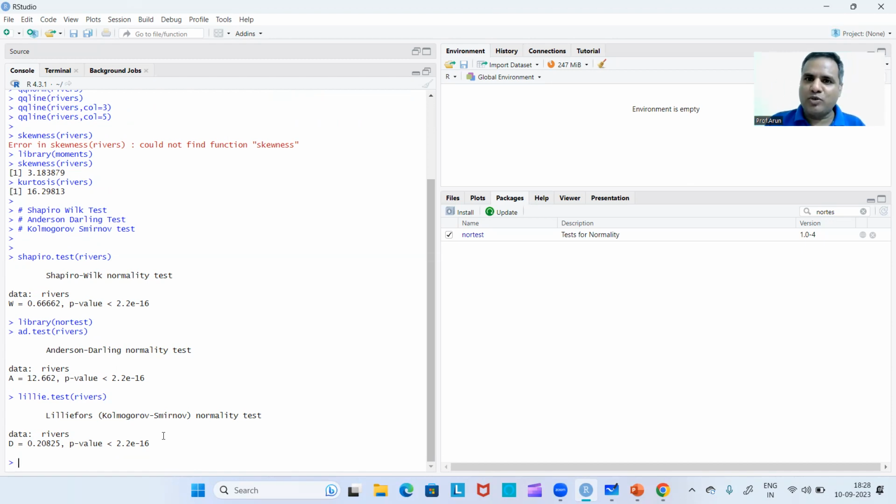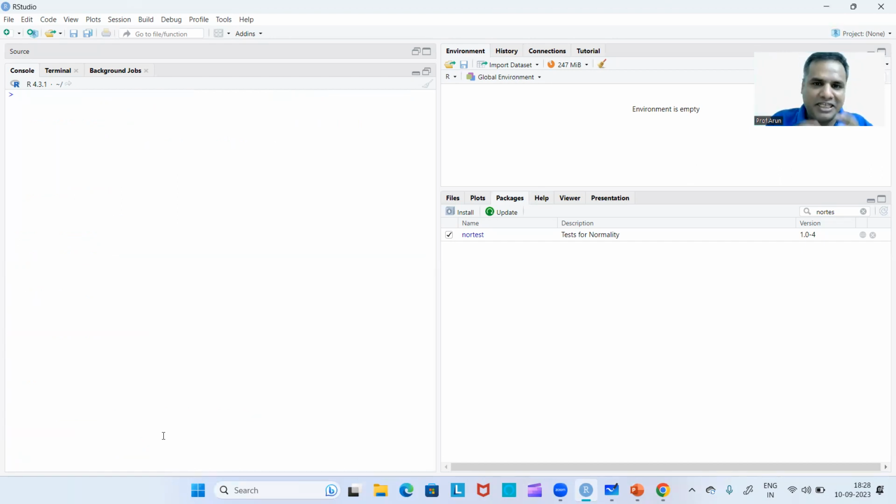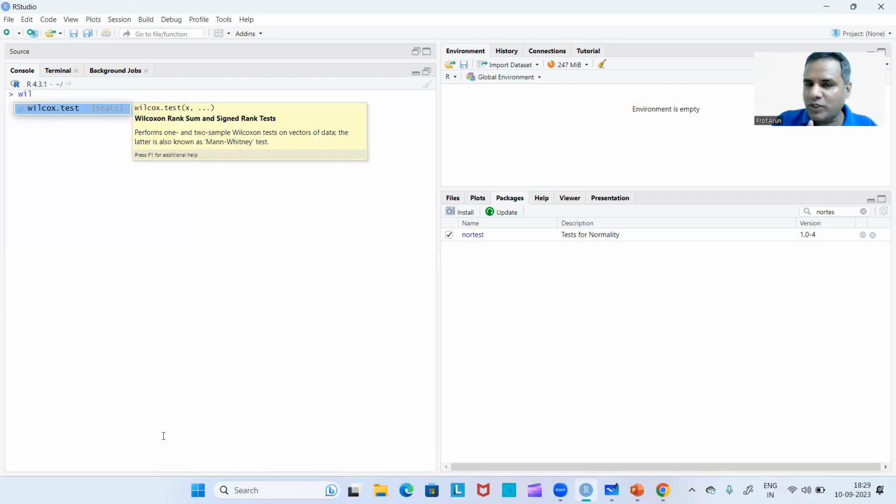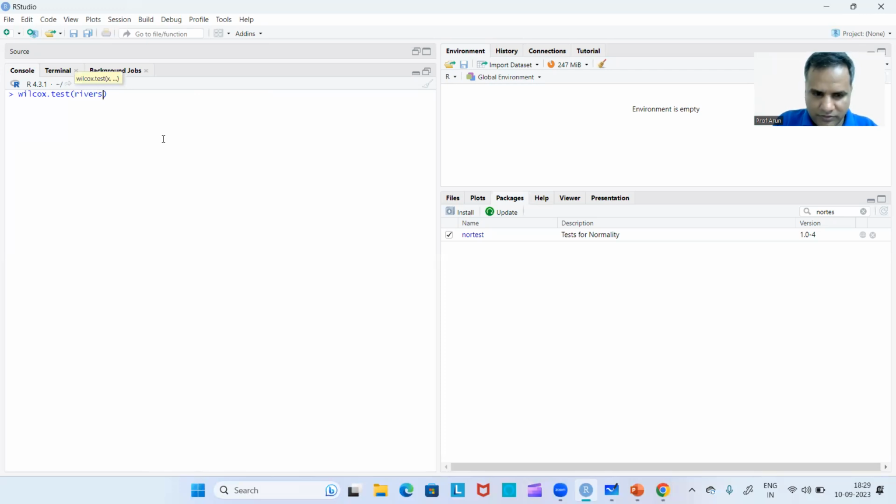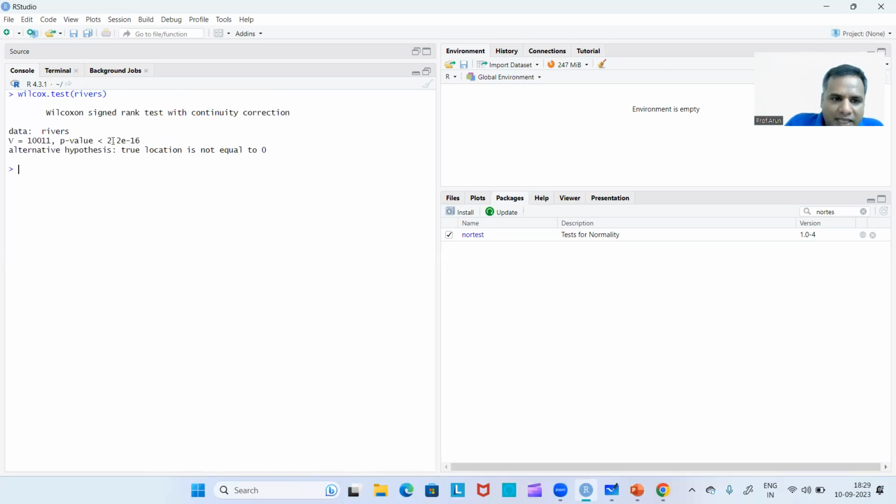When your data is not normally distributed, technically you can't use the t-test. What is that test? If I don't use the t-test, what will I use? Because I need to test the hypothesis, I require the p-value. So the test is Wilcox. And this test, the Wilcox test, has different names: Wilcoxon rank sum, signed rank test. You simply tick here and write rivers inside. And again, even the Wilcox test is rejecting the null hypothesis. Again, the Wilcox test is rejecting the null hypothesis that the average length of rivers in America is 450 miles.